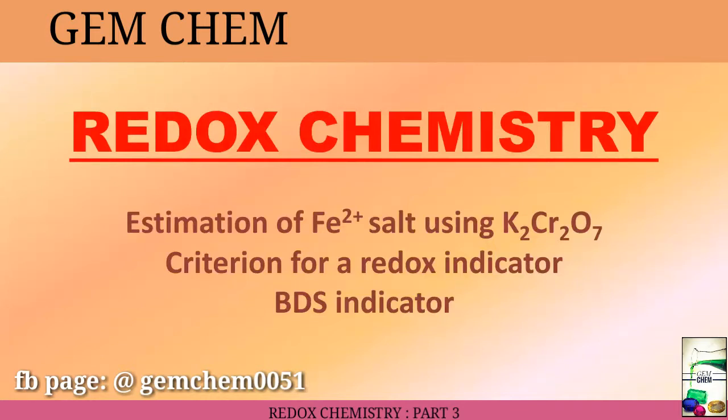Now previously we had dealt with estimation of Fe2+ salt using Mohr salt solution, and there we used KMnO4 solution. Today in this video, Redox Chemistry part 3, we will deal with estimation of Fe2+ salt using K2Cr2O7 solution. We will also deal with criteria for a redox indicator, and BDS indicator will be discussed.